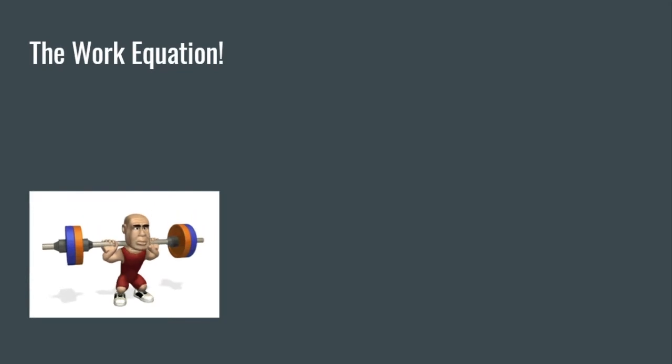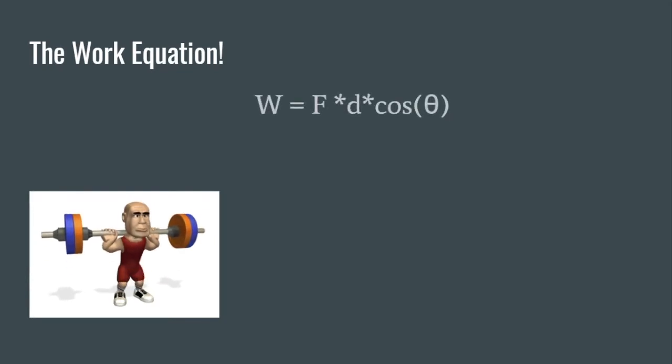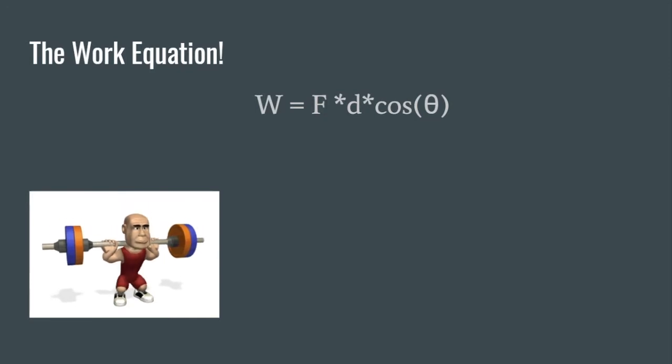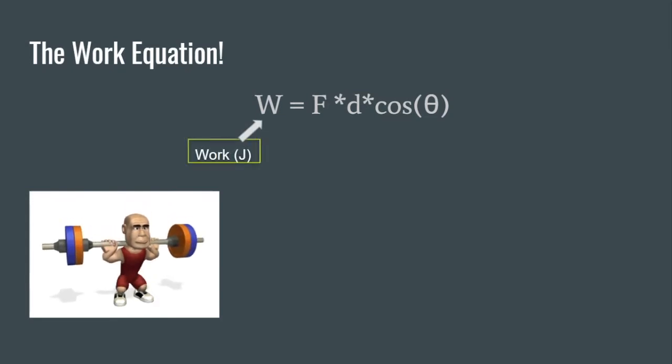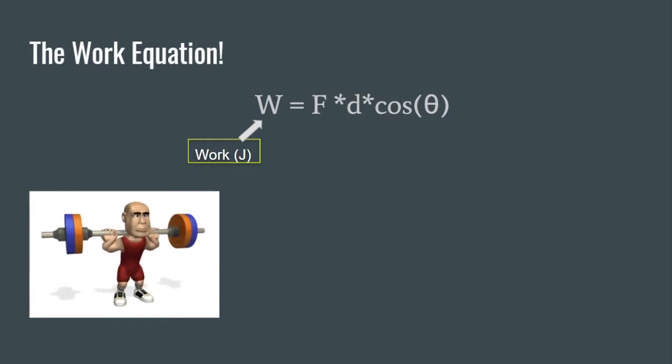Now we're going to talk about the work equation. And the work equation is pretty simple. It's W equals F times D times cosine theta. W is going to stand for work, and work is measured in joules because work is the transfer of energy and energy is measured in joules.